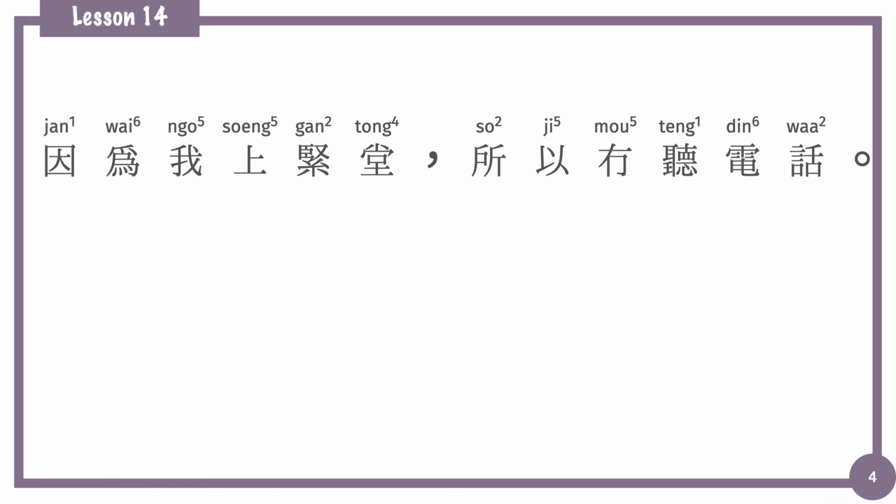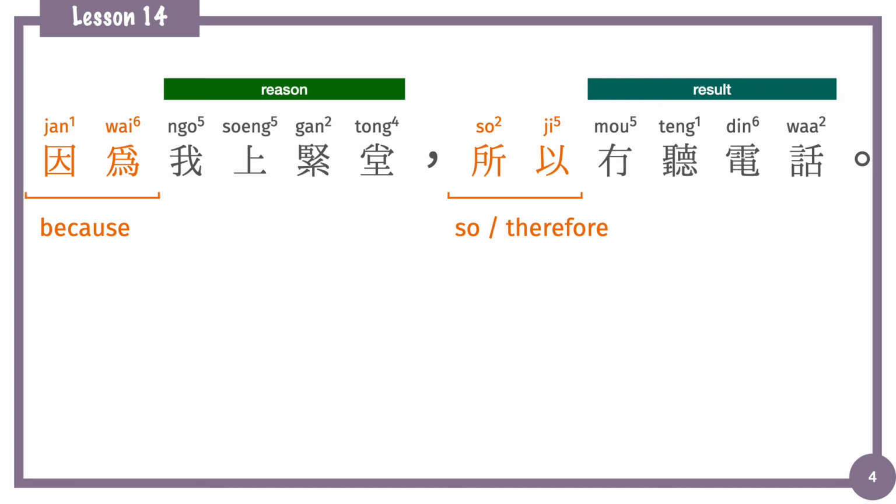Okay, here is the fourth sample sentence of today. In this sentence, we will talk about the sentence conjunction 因為 and 所以. In Cantonese, 因為 and 所以 is a pair. We can use it in the same sentence. 因為 means because, and 所以 means so or therefore. So, 因為 used for giving reasons, and 所以 used for providing results.